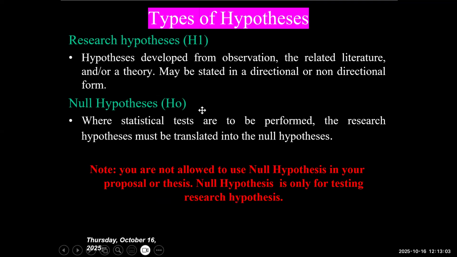So now this is how we state them. The actual hypotheses, we call them H1, H2, H3. We say a hypothesis developed from observation, the related literature, and/or the theory may be stated in a directional or non-directional form. That's what you mean by the research hypothesis H1, H2, H3. So directional means it can be in two modes, and non-directional means there's no direction regarding it. Some examples will come and you will see.